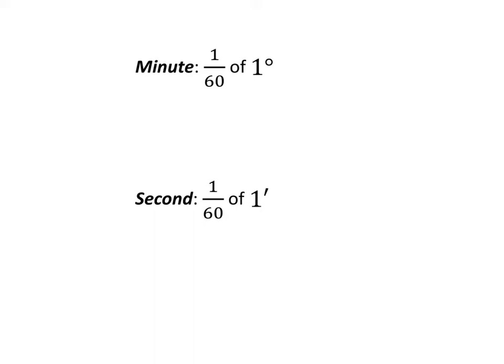When we talk about portions of degrees, we can work with degrees in decimals. However, we also work in minutes and seconds. So a minute, which we write as 1 minute, is 1/60th of 1 degree. A second, which is written as 1 second, is 1/60th of 1 minute, or it's 1/3600th of 1 degree.